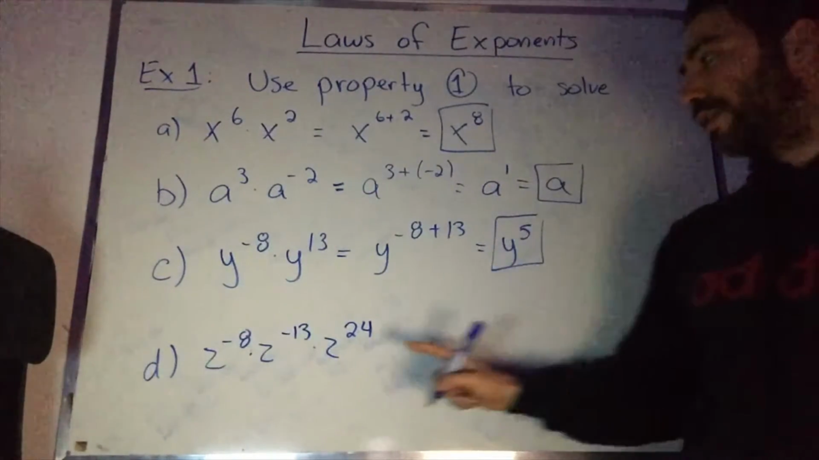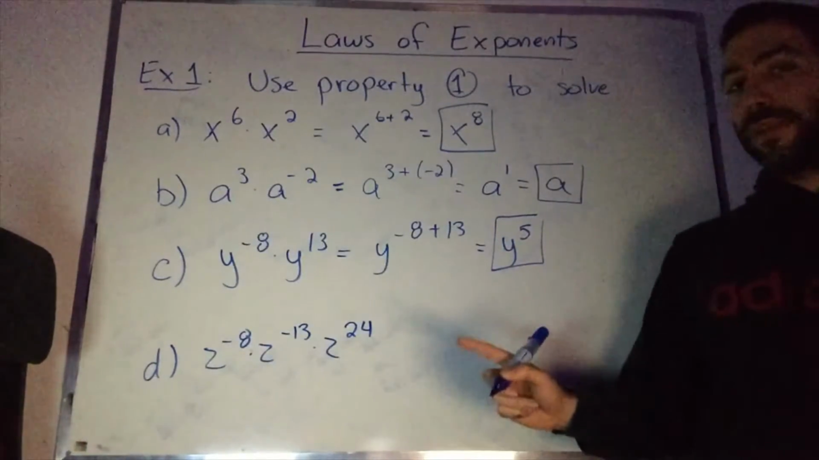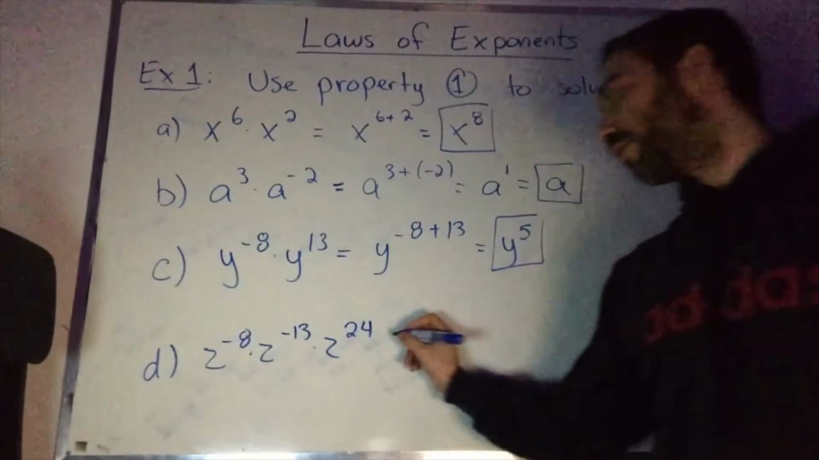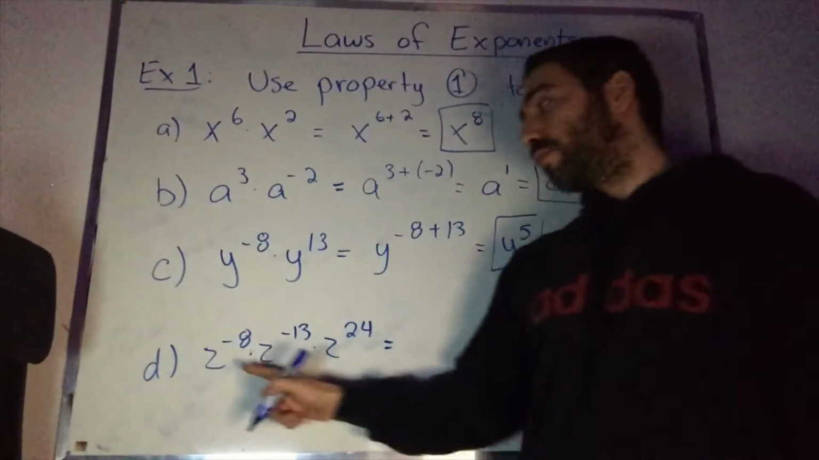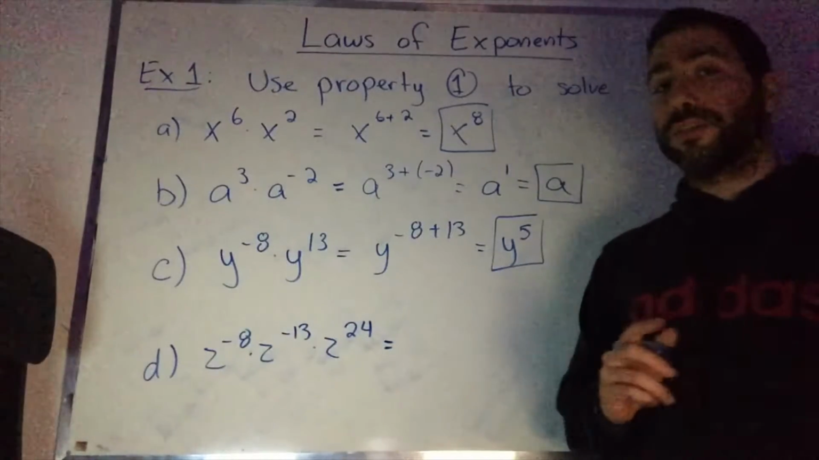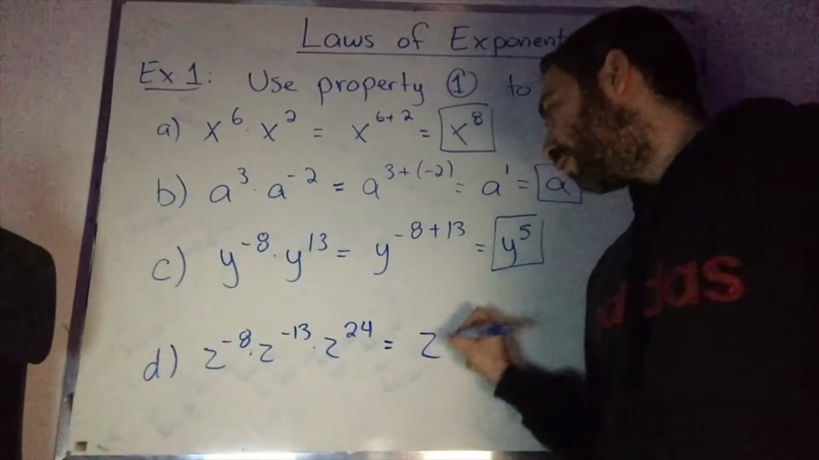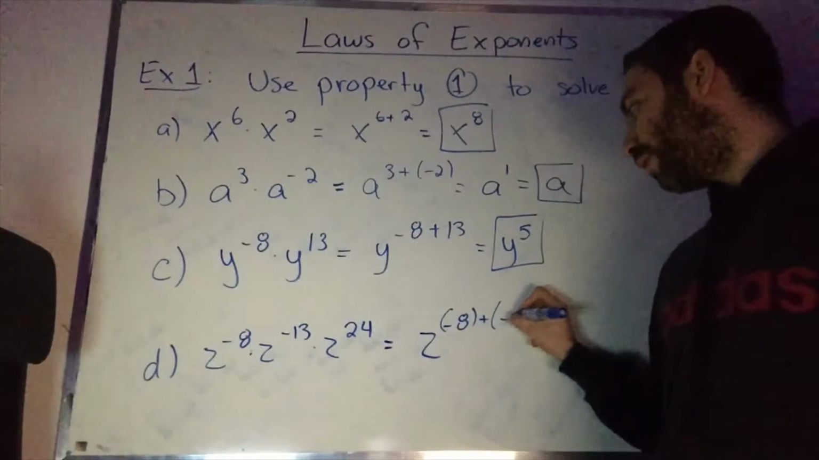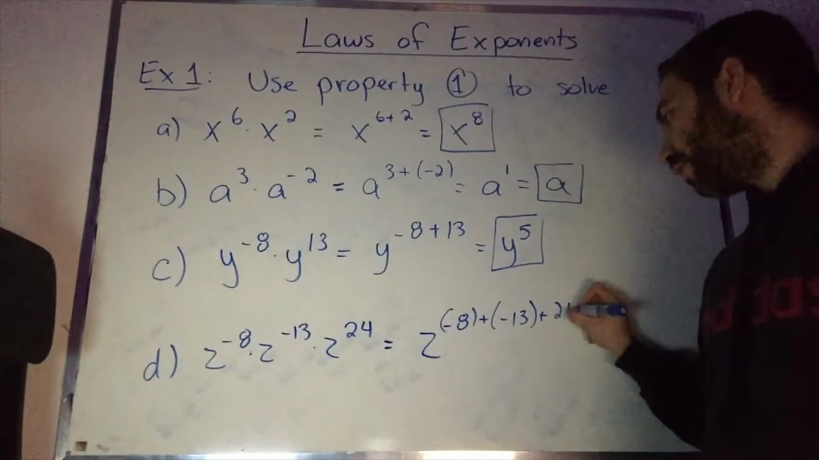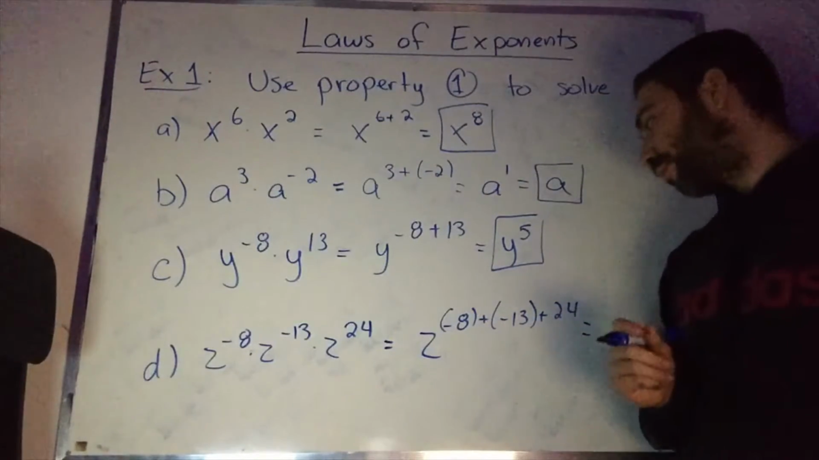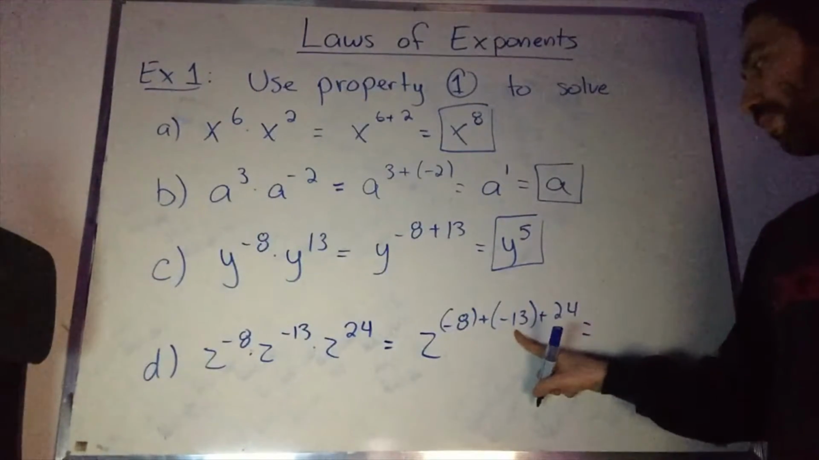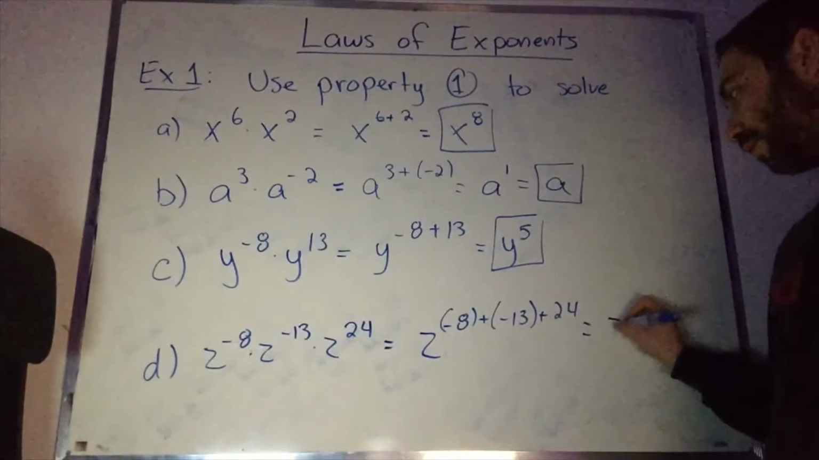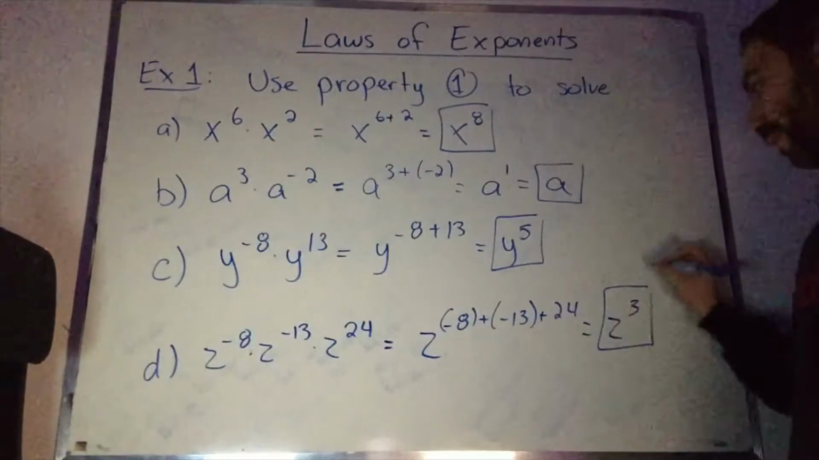That's finished. And lastly, we have 3 numbers now. So we have z to the negative 8 times z to the negative 13 times z to the 24. Again, don't let that bother you. They're all multiplying, so we just add all the exponents. So we have z to the negative 8 plus, let's put in brackets, negative 13 plus 24. Let's do that. This gives us negative 8 minus 13, negative 21 plus 24, z to the 3. And that's your final answer.